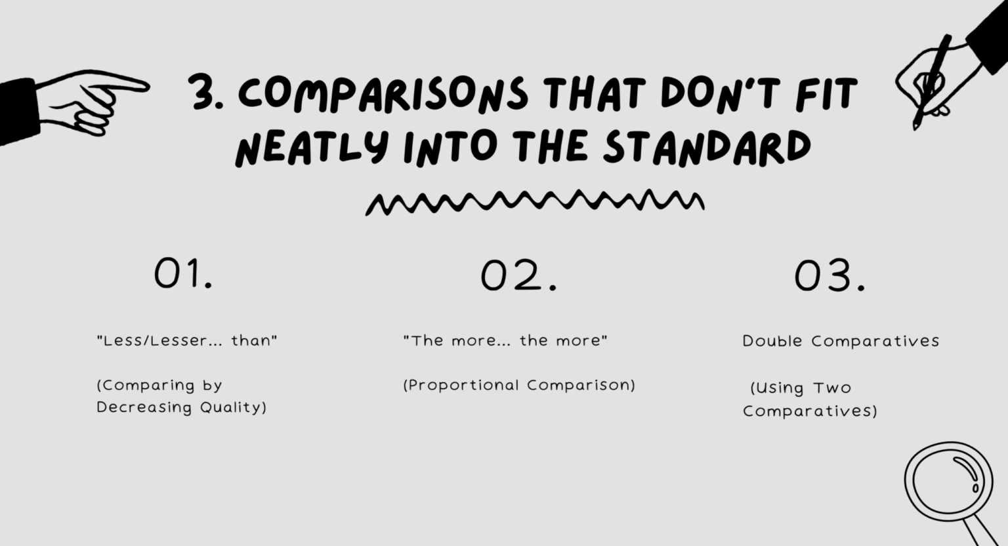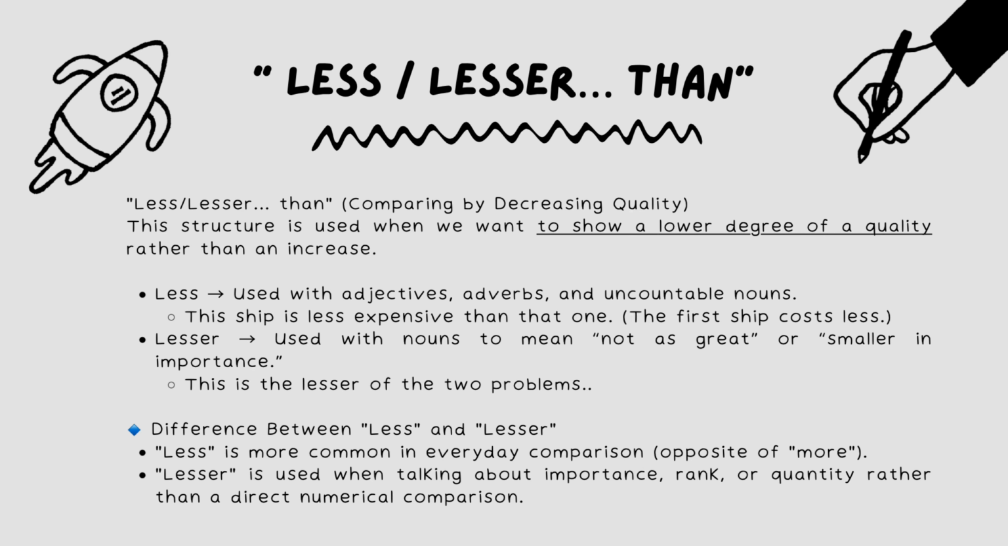3. Comparisons that don't fit neatly into the standard. There are three. First, less or lesser... than. Second, the more... the more. The third, double comparative. Less or lesser than, comparing by decreasing quality.